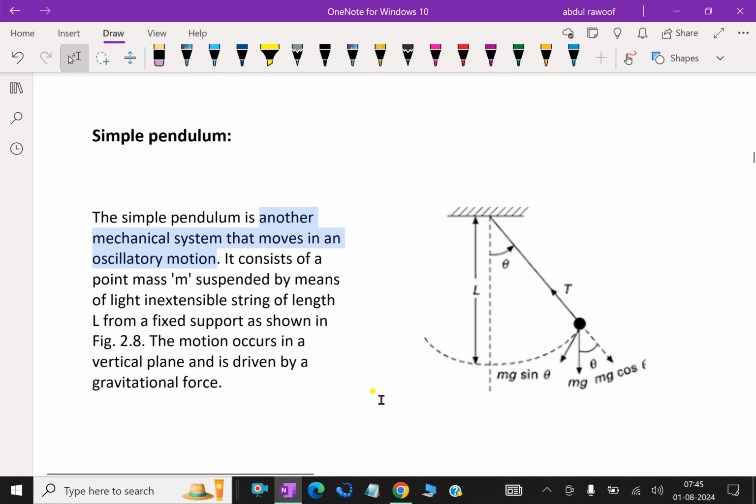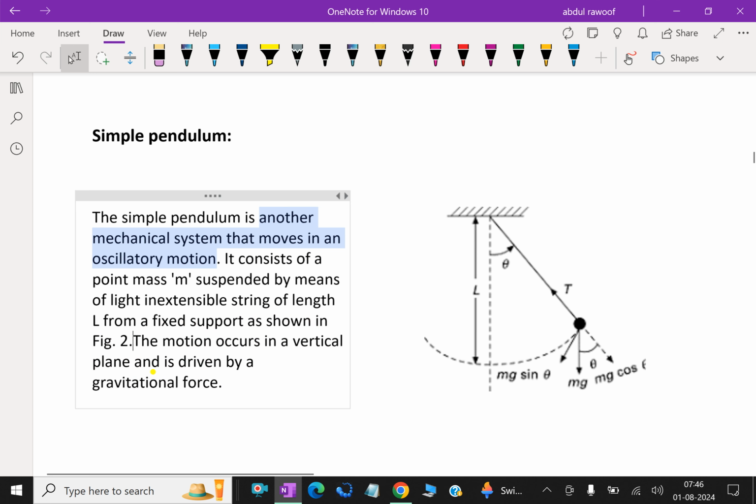Next one, a simple pendulum. A simple pendulum is another mechanical system that moves in an oscillatory motion. It consists of a point mass m suspended by means of a light inextensible string of length L from a fixed support, as shown in the figure. The motion occurs in a vertical plane and is driven by a gravitational force. Look at here. This is a fixed support, the ceiling. From that, an inextensible string is hanging. On that, a bob, some mass, is hanging.